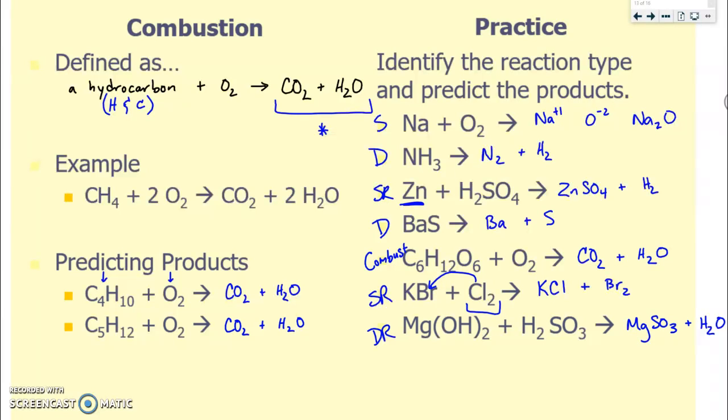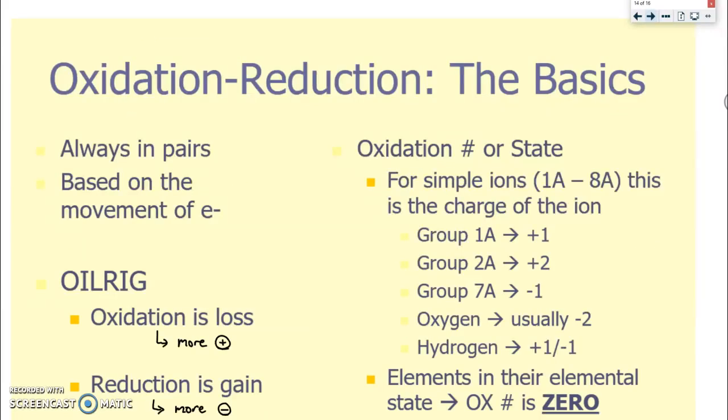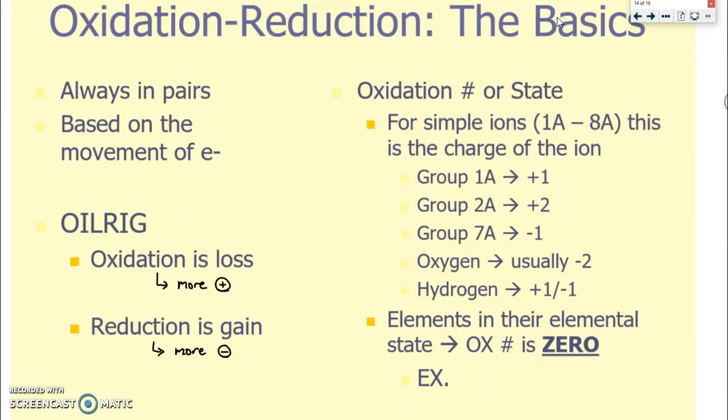Let's continue our study by covering a different type of reaction. The last reaction type we're going to talk about is oxidation-reduction. I would have to tell you, or your instructor would have to tell you, that you were dealing with an oxidation-reduction reaction because they look very similar to the other ones we've previously discussed. They always occur in pairs, and they're based on the movement of electrons.